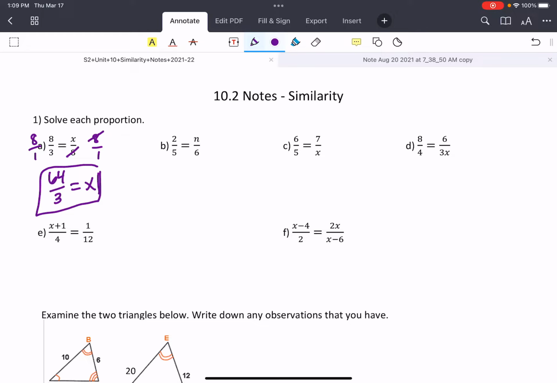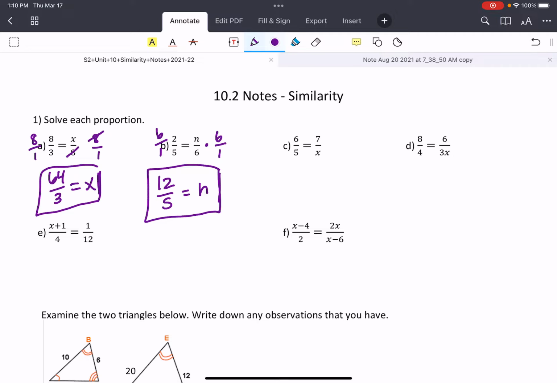On example B, we can do the same thing. So we're going to multiply both sides by 6 over 1, and we end up with 12/5 is equal to n. So far, pretty simple. It's not too bad. Now, when we get to the next one, this one's kind of tricky.